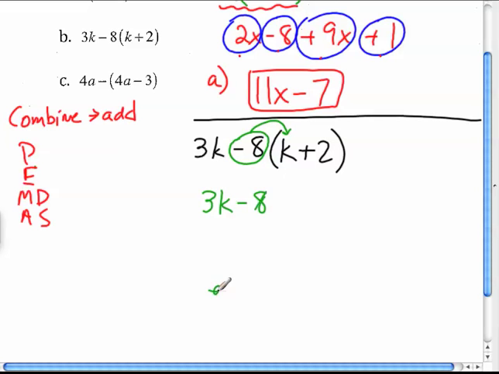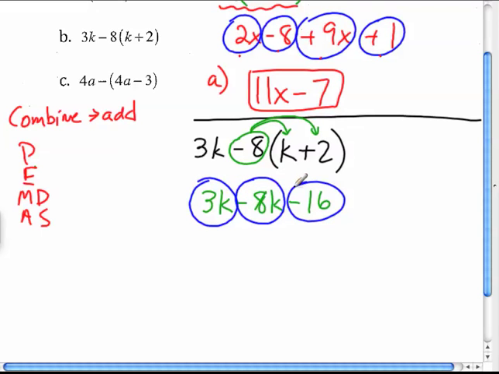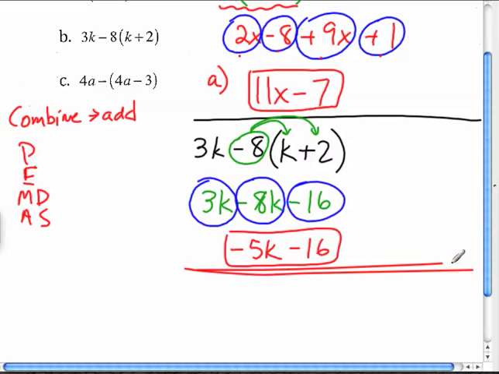Negative 8k. And negative 8 times positive 2 is negative 16. Now I've done my multiplying, so I just need to combine my like terms. I've got 3k and minus 8k, and a constant, minus 16. When I do this, I get negative 5k, and then I just bring down the minus 16. That's as simple as it gets, because I have no more like terms to combine.